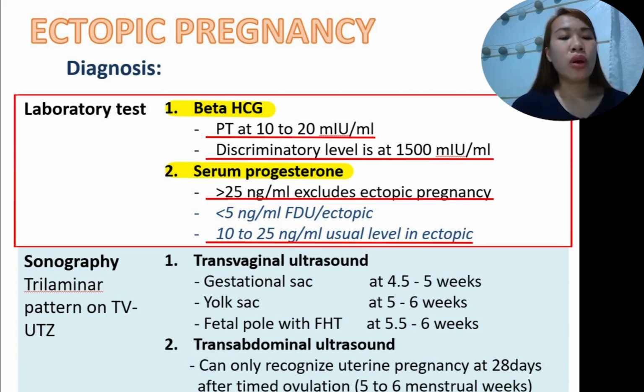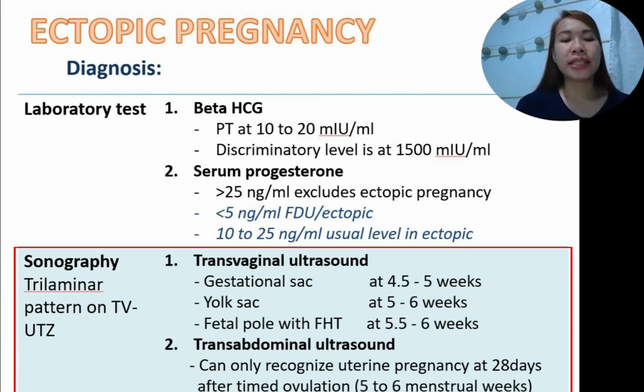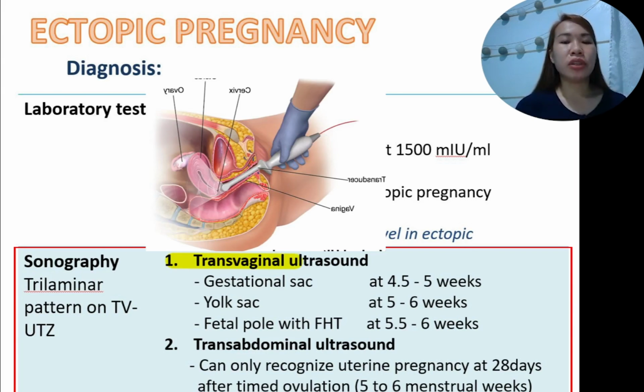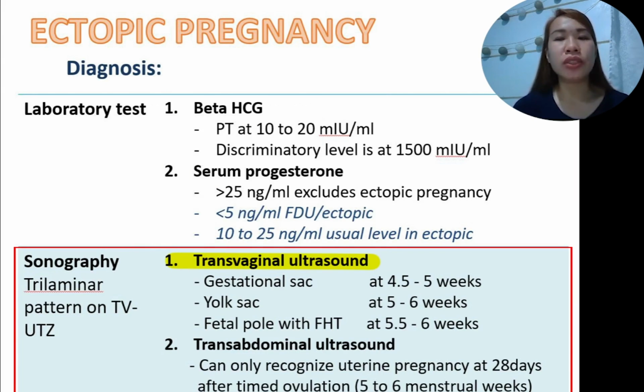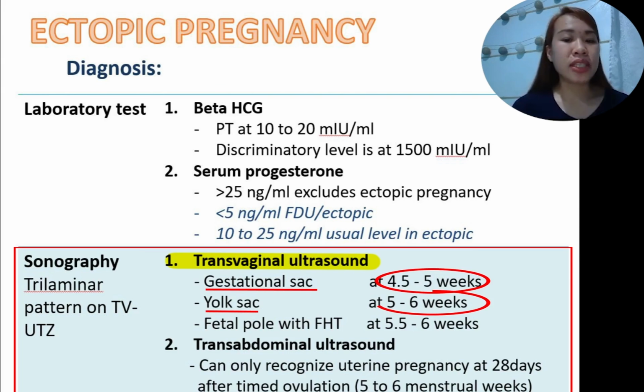Now, when we talk about ultrasound or sonography, we have transvaginal ultrasound. The probe is inserted inside the vagina, and this is usually used in the early portion of pregnancy. At 4.5 to 5 weeks age of gestation, we are now able to see a gestational sac. So if a woman is at 5 weeks age of gestation and we don't see a gestational sac, we can consider that a possible ectopic pregnancy.